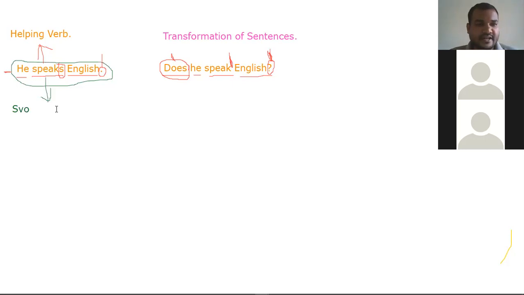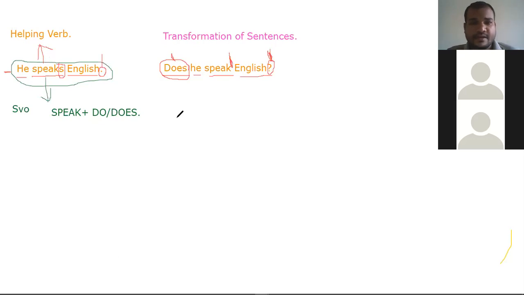Now what you are supposed to understand is that speaks, in the first example, he speaks, means speak plus does. Speak means do or does. Whenever you are talking about a verb, a verb means verb plus be form or do form or have form. So speak plus do. Do form is there already. Verb plus do. So to make a sentence from assertive to interrogative, we need to bring out the helping verb.